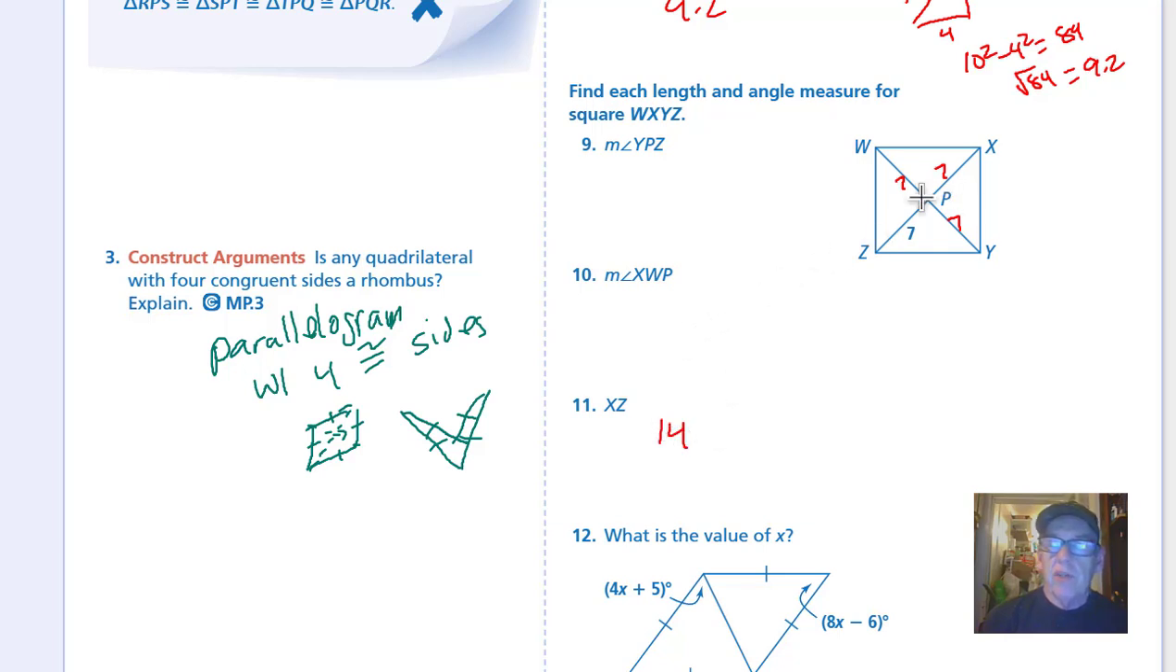The measure of XWP, this angle here, is going to be 45, because the diagonals in a rhombus, which is what the square is, except it also has a right angle, the diagonals in a rhombus bisect each other and also make right angles. So they're perpendicular bisectors. So this has got to be a 45. And YPZ, Y to P to Z, is going to be 90, because the diagonals in a rhombus are perpendicular bisectors. That leaves that being a 90-degree angle.